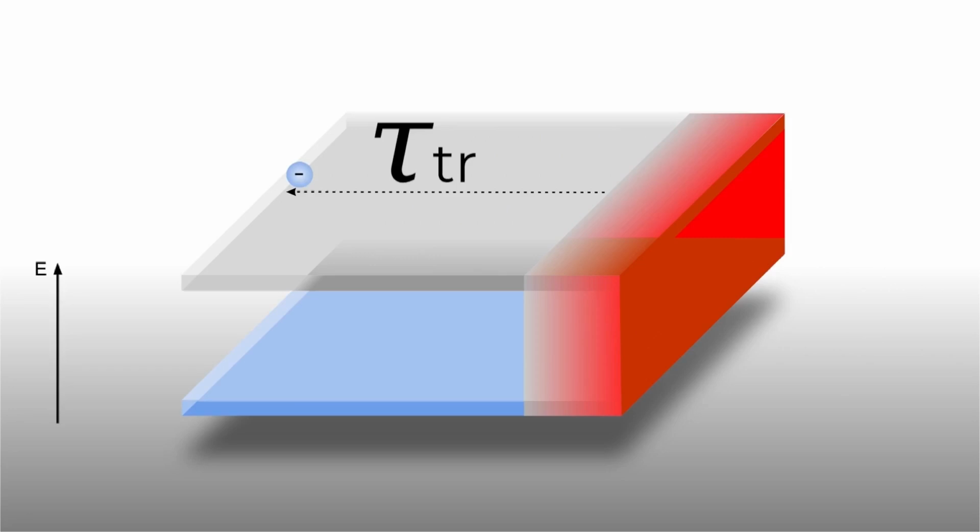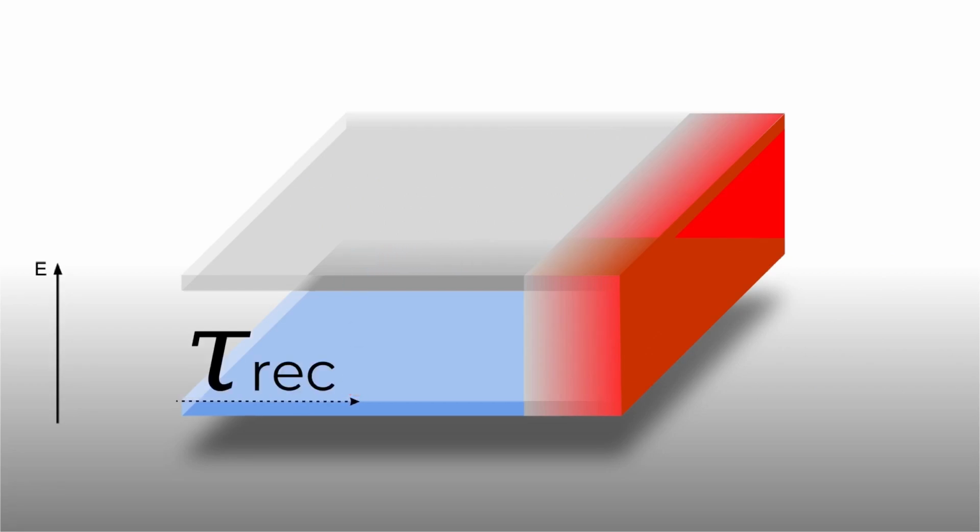Some of the electrons are lost along the way when they meet a minority carrier, a hole. The average hole lifetime is the recombination time. It describes the balance between pair creation and recombination.